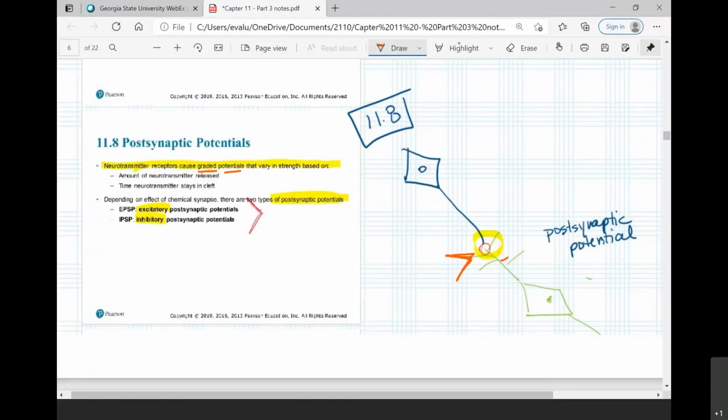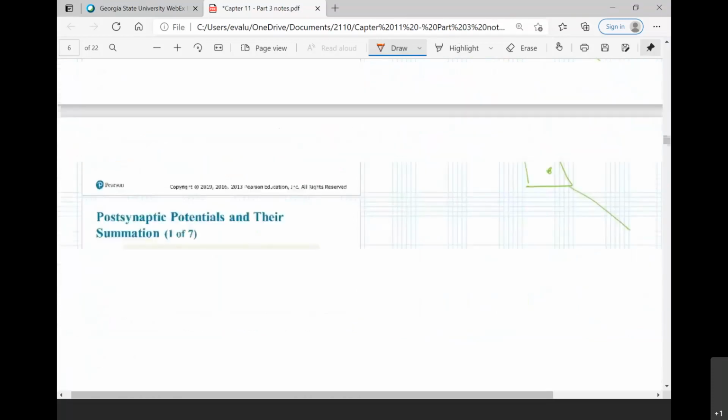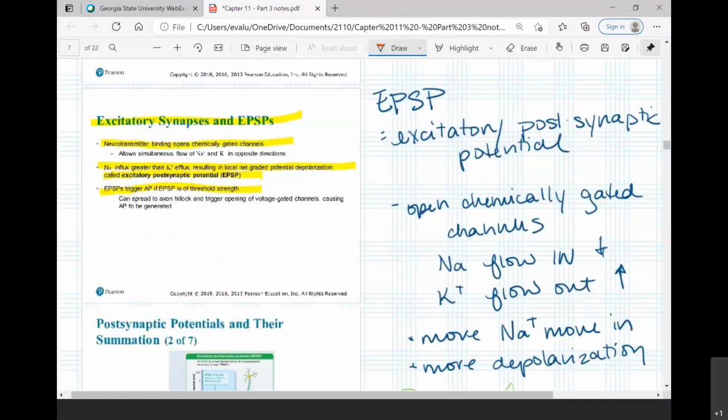There are two types. You can have an EPSP, excitatory postsynaptic potential, or you can have an IPSP, inhibitory postsynaptic potential. So basically, when communication crosses that synapse, the postsynaptic cell will either get excited and have an EPSP, or it'll be inhibited and have an IPSP. So we're going to break down those two. An EPSP is very similar to an action potential. It's not, but it's very similar.